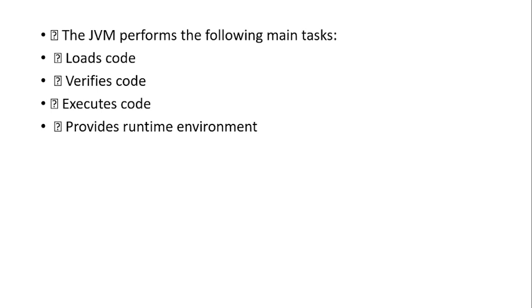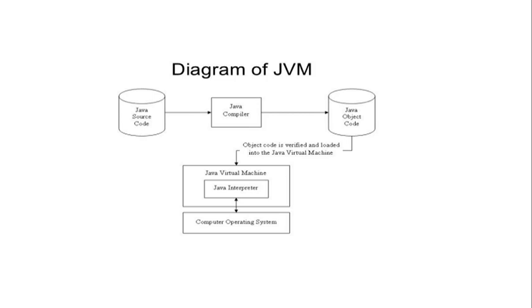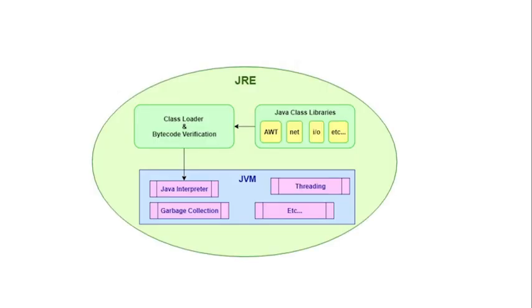We have the Java Virtual Machine, which is used for performing the main tasks like loading the code, verifying the code, and executing the code, and it also provides the runtime environment for Java. This is the diagram for the JVM. When you write the program, it is Java source code, and we give the Java source code to the Java compiler. The compiler converts the Java program into Java object code. This object code is verified and loaded into the Java Virtual Machine. The virtual machine contains the interpreter, and this is given to the computer operating system in order to give the output. So this is the diagram for the Java Virtual Machine.